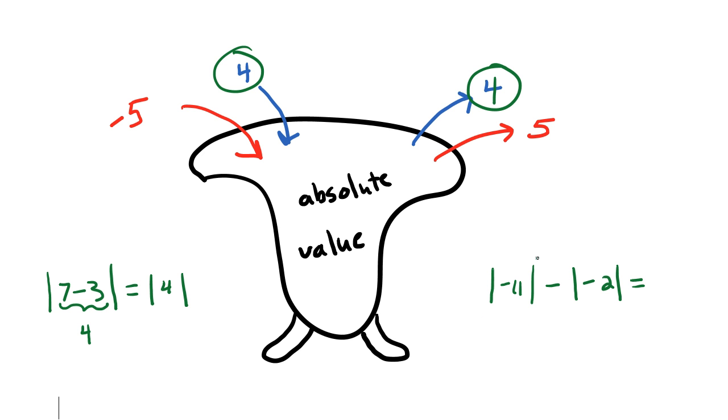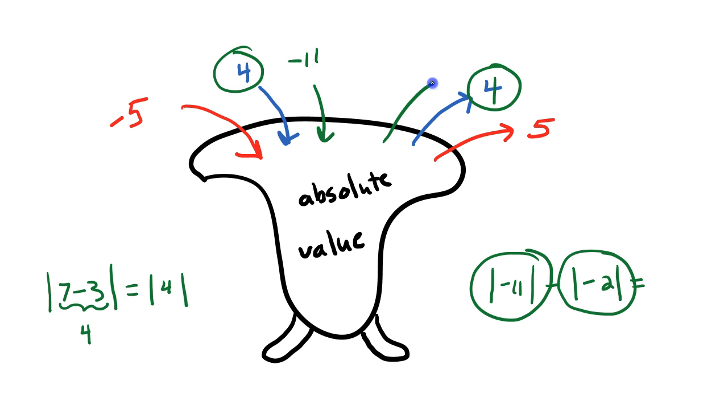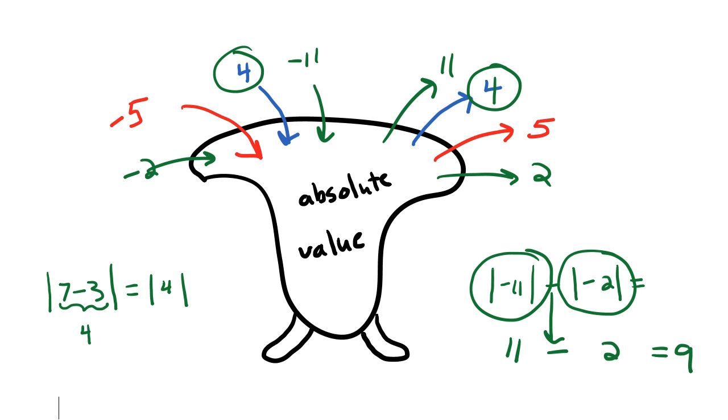Let's look at this other problem. It looks like I have two numbers that are by themselves in absolute value brackets, so they're ready to go into the bathtub. So I'll take the negative 11, put it in the tub, and out comes a positive 11. And then I can take the negative 2, put it in the tub, and it comes out as a positive 2. And what I'm told to do is to subtract those, and I get 11 minus 2 equals 9. So remember, never put anything into the absolute value tub unless it's a single number within the absolute value brackets.